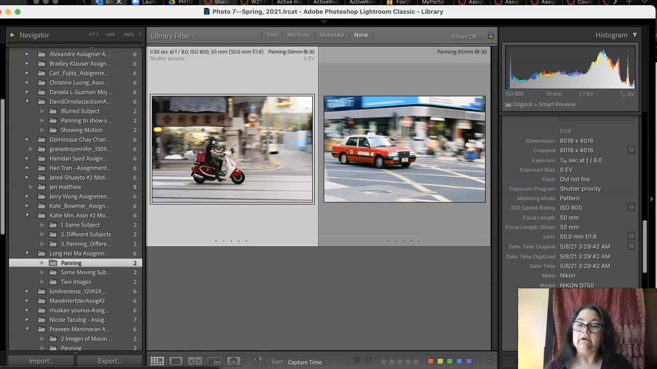Long Hay, we'll look at your motion images. So first up, panning. Nice job. A nice job on the assignment overall. So good job here on the panning.